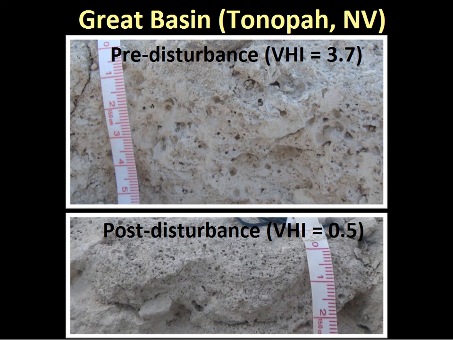Following disturbance, we did see at the site pretty good recovery of the vesicular horizon, but the pores are much smaller. It's much thinner now, only about 2 centimeters thick, and the VHI that I would compute for this is 0.5, so we see a decrease in the vesicular horizon index.